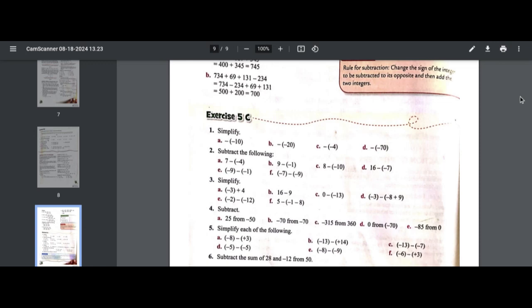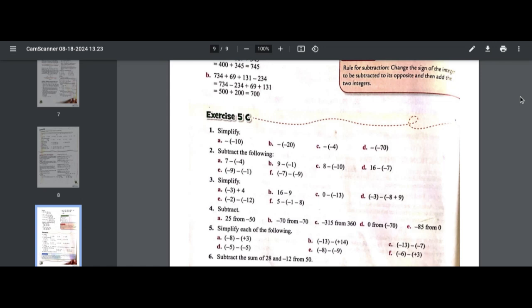Subtract the sum of 28 and minus 12 from 50. No, this is the one I didn't understand. You didn't understand this question? Yeah. First we have to subtract the sum of 28 and minus 12 from 50. First you have to do the addition of 28 and minus 12, then the answer will be subtracted from 50. Look at the statement.